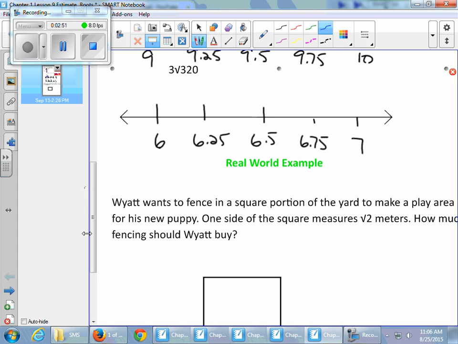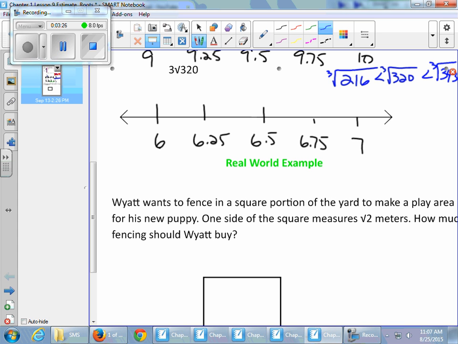Now we're going to estimate the cube root of 320. Remember, the cube root is a number times itself 3 times. So let's find the largest perfect cube less than 320, which is 216. It's less than 320. And then the smallest perfect cube greater than 320 is 343. We have 343 right there.